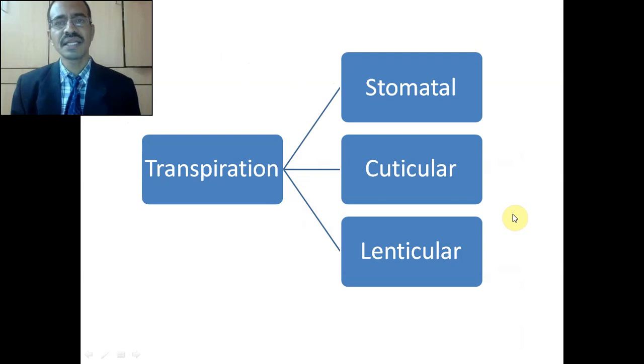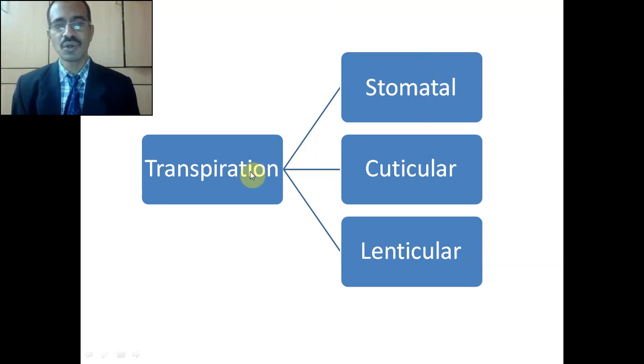There are three types of transpiration. First one is called stomatal transpiration, second one is called cuticular, and third one is called lenticular. If the evaporation of water takes place through the stomata of the leaves, then it is called stomatal transpiration. Mostly around 80 to 95% of the transpiration takes place through the stomata of the leaves.